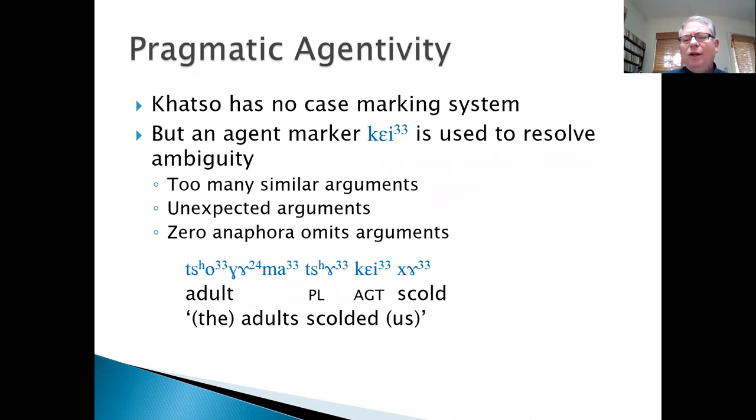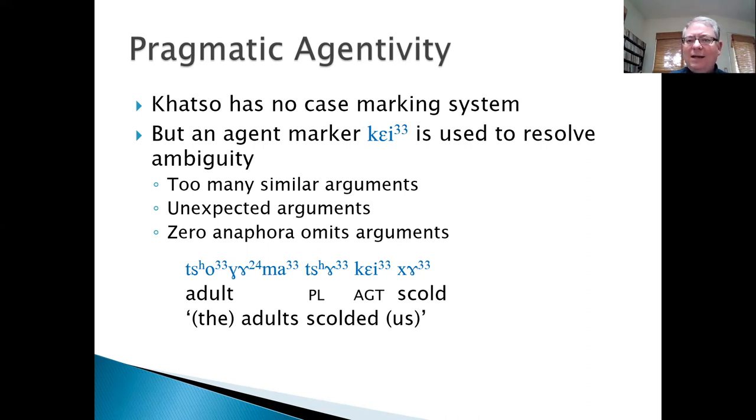Another phenomenon that should be noted in Khatso is what we call pragmatic agentivity. Some folks call this optional ergativity, but pragmatic agentivity better captures this notion, as Lapola has talked about. So Khatso has no case marking system, although other Tibeto-Burman languages do, especially the ones you find in India and the Himalayas. The only thing that could look perhaps like a case marker is gay, and this is used to mark agents in a clause. Now, it is not mandatory at all. It is only used to resolve ambiguity wherever a speaker thinks that there may be ambiguity.